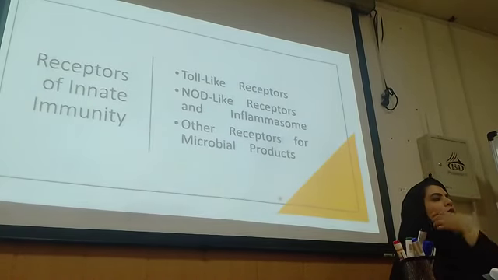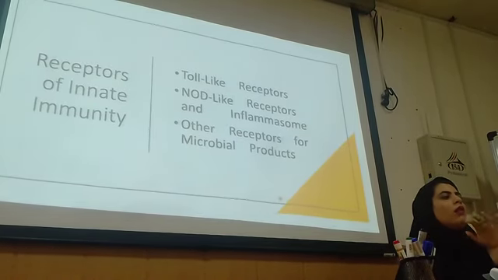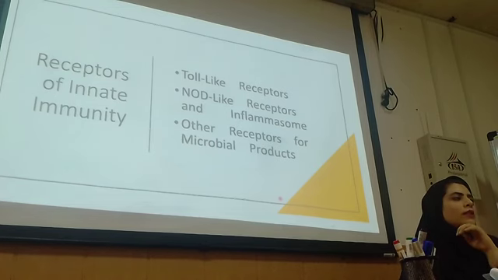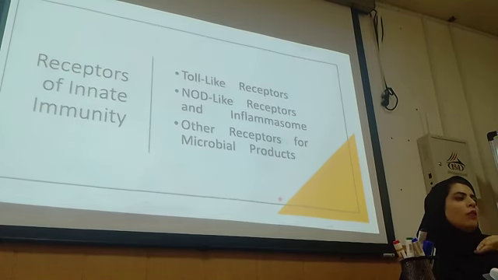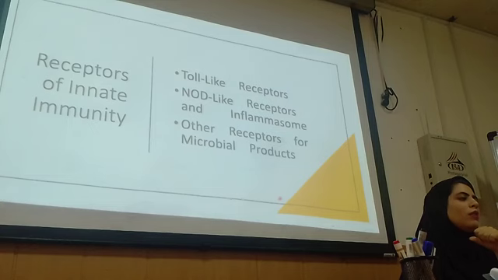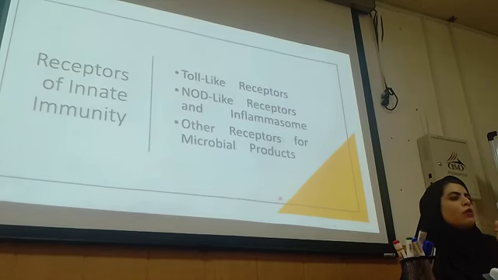So receptors of innate immunity are toll-like receptors, NOD-like receptors, and we have some other receptors for microbial products. The major receptors are toll-like receptors and NOD-like receptors.